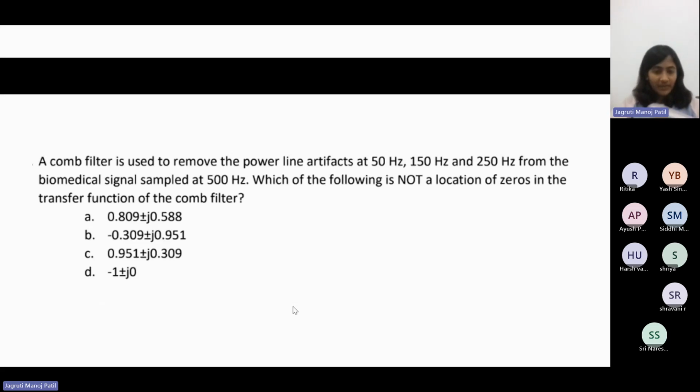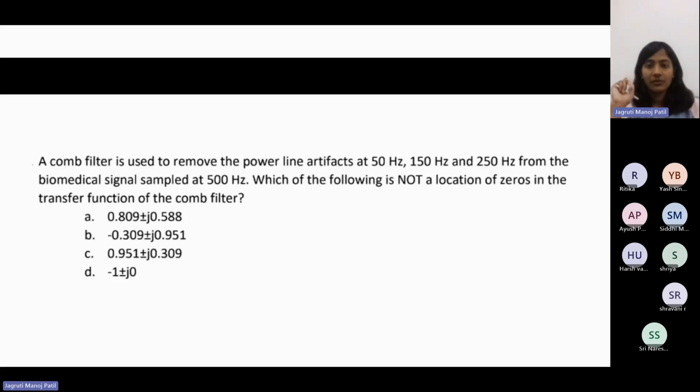So last question. A comb filter is used to remove the power line artifacts at 50 Hz, 150 Hz, and 250 Hz from the biomedical signal sampled at 500 Hz. Which of the following is not a location of zeros in the transfer function of the comb filter? These are the locations of zeros that have been defined.